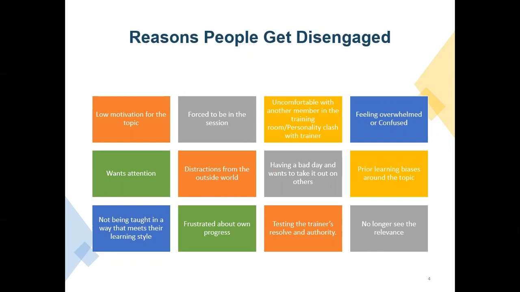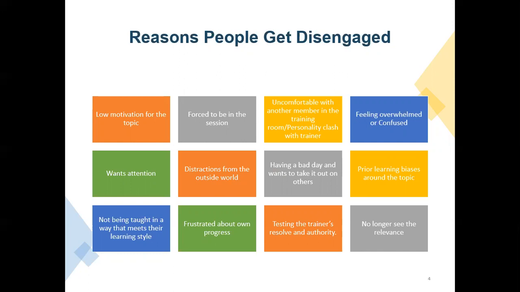Maybe there's even a personality clash with the trainer. I myself, as a learner, once had a situation where I disagreed completely, wholeheartedly with what the trainer had said. And internally, it was a bit of a battle. How do I get over this hump, this challenge? I completely disagree with what they've just said, but I am interested in the topic. How do I stay engaged? How do I get over that? And it was a bit of an ego battle. How do I stay present?